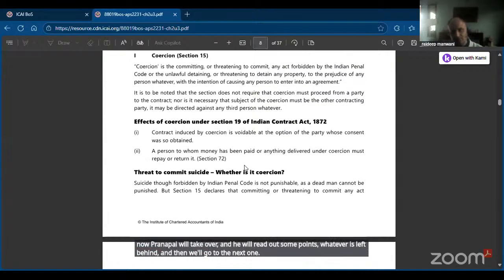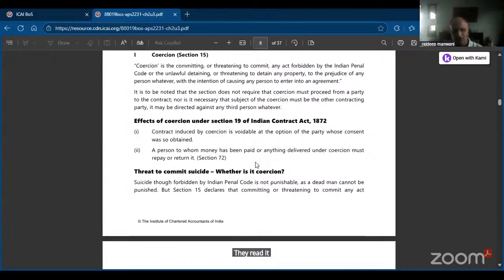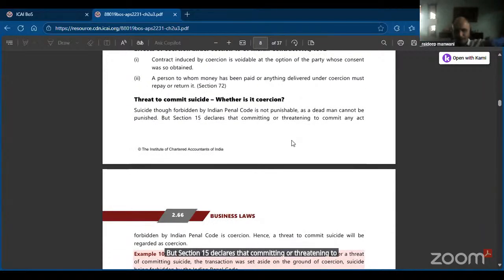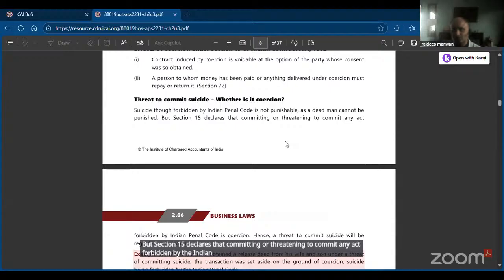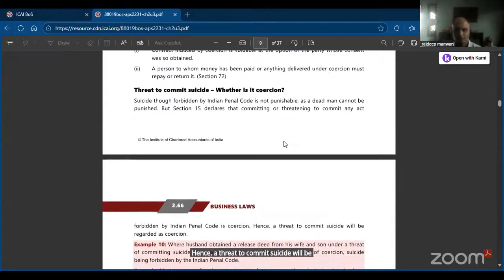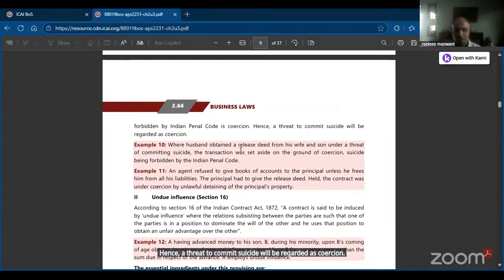So the next thing is threat to commit suicide, whether it is coercion. Suicide, though forbidden by the Indian Penal Code, is not punishable as a dead man cannot be punished. But Section 15 declares that committing or threatening to commit any act forbidden by the Indian Penal Code is coercion. Hence, a threat to commit suicide will be regarded as coercion. And then it's the same example that you explained, sir, Chikkam Amiraju versus Sheshamma.